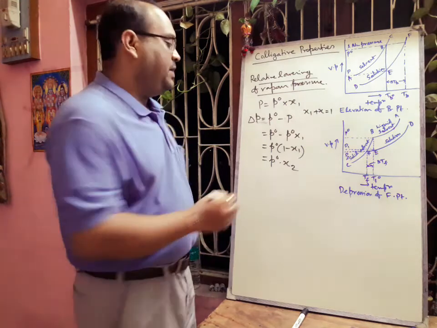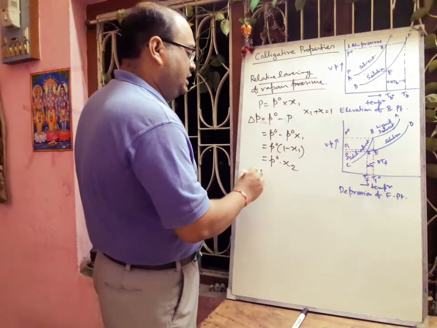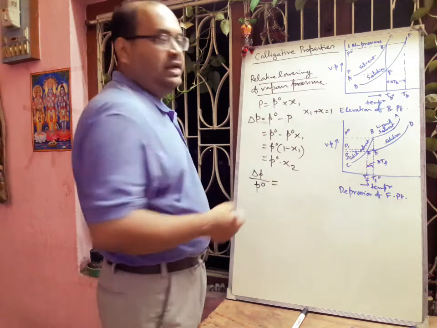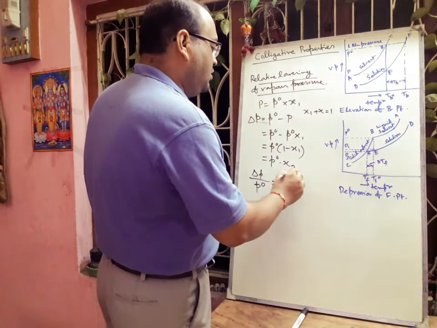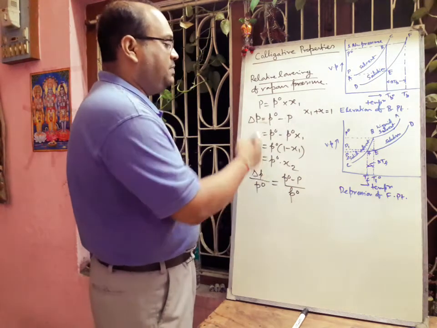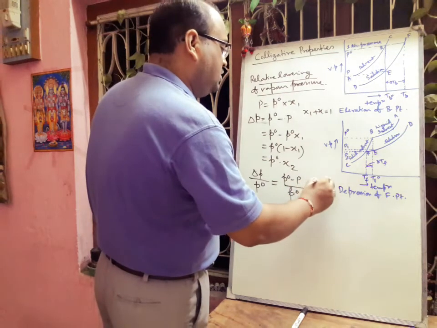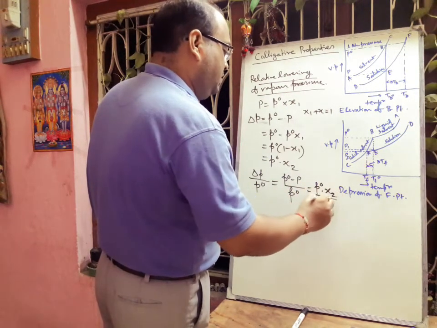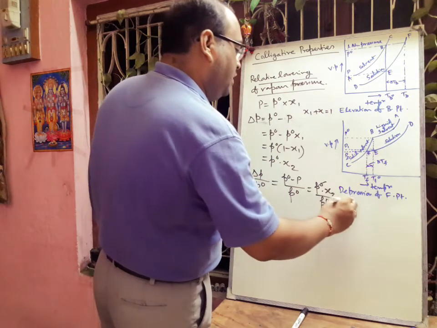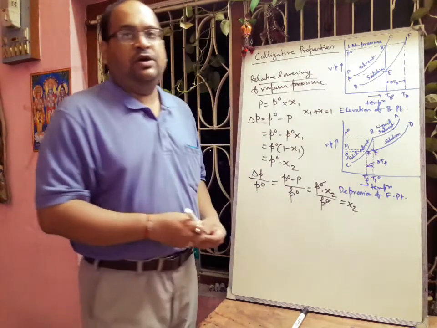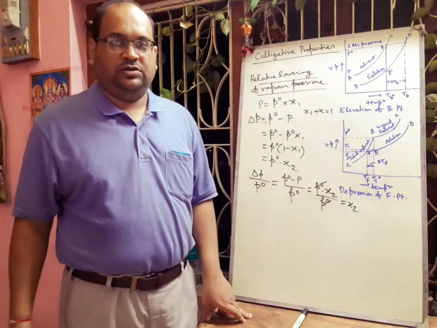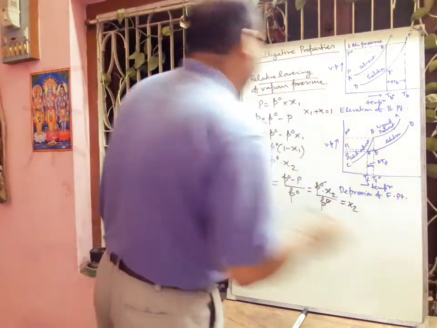Now the relative lowering of vapor pressure is the lowering divided by the pressure of the pure solvent, that is P0. So we write P0 minus P divided by P0. Now just now we have calculated P0 minus P is equal to P0 into X2, divided by P0. You cut P0, so it will be equal to X2. That is, the relative lowering of vapor pressure is equal to the mole fraction of the solute. Okay, hope you can understand.